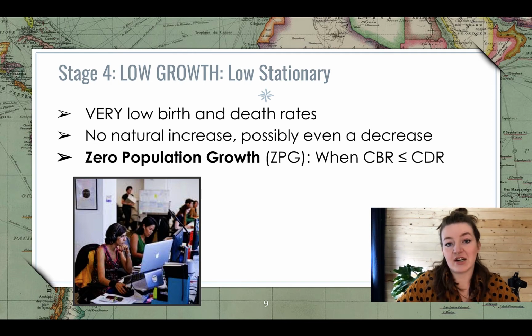What we see is that our CBR is low for the same reasons as stage 3. Cultural shift, family planning, and no particular reason to have a whole lot of children. They're financial burdens rather than financial assets. And our low CDR, crude death rate, is for the same reasons in stage 2 and 3. We have good hygiene, good sanitation, lots of healthy foods, and medical intervention. So we're not dying at the rates that we used to.